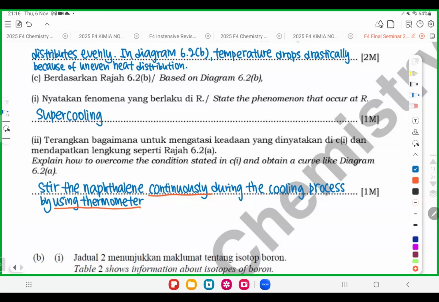So what's the problem here? Your answer is not detailed. You write the word stir. How do I know what you want to stir? Stir for how long? What do you use to stir? I didn't know. So guys, let me know in the chat box: can you see how important it is to write a detailed answer?